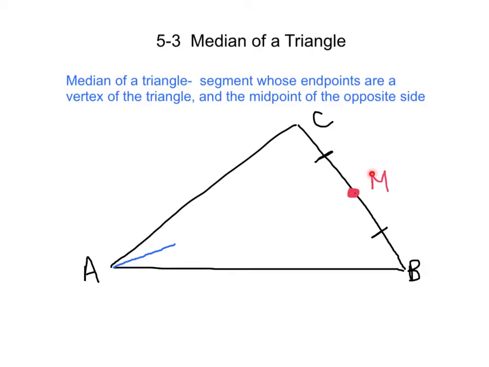And so we could say a median would be this segment as I just drew, because it's on a vertex and the midpoint of the opposite side. And so as I just said, we would call this a median. There's not only one median of a triangle, there are three medians, one from each vertex. And another thing to know is that it will always be inside of the triangle.